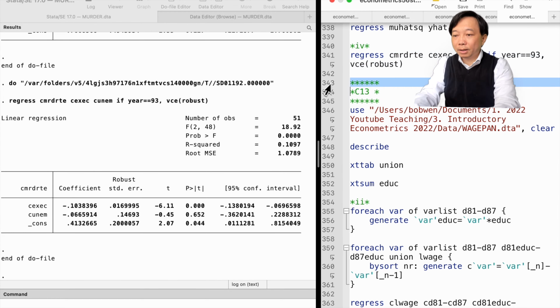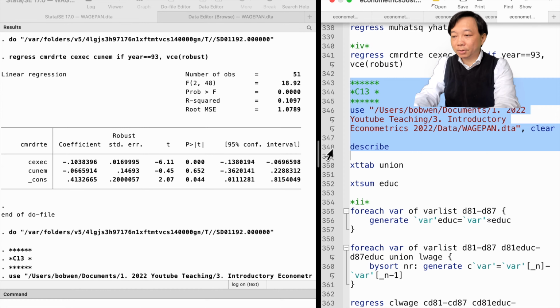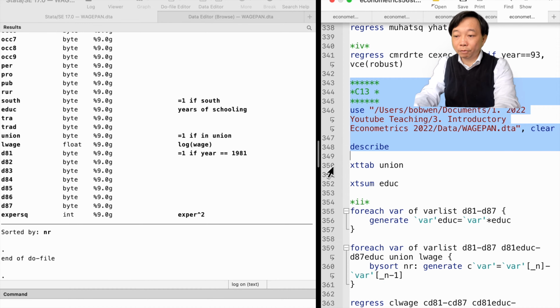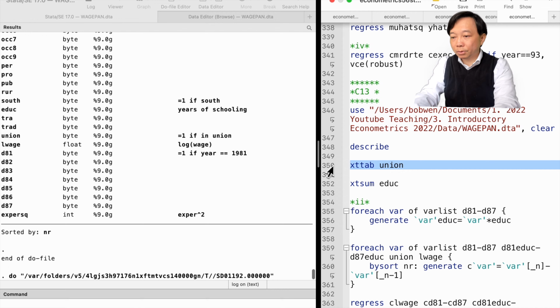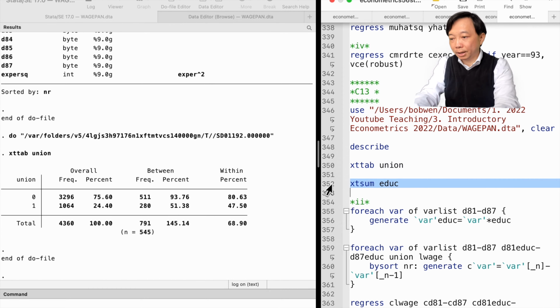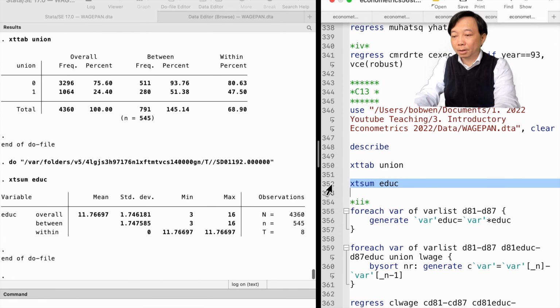We can use the xttab and xtsum commands to look at the information of the variables in the panel data context. We find that education does not change over time. Its within group variation is 0.